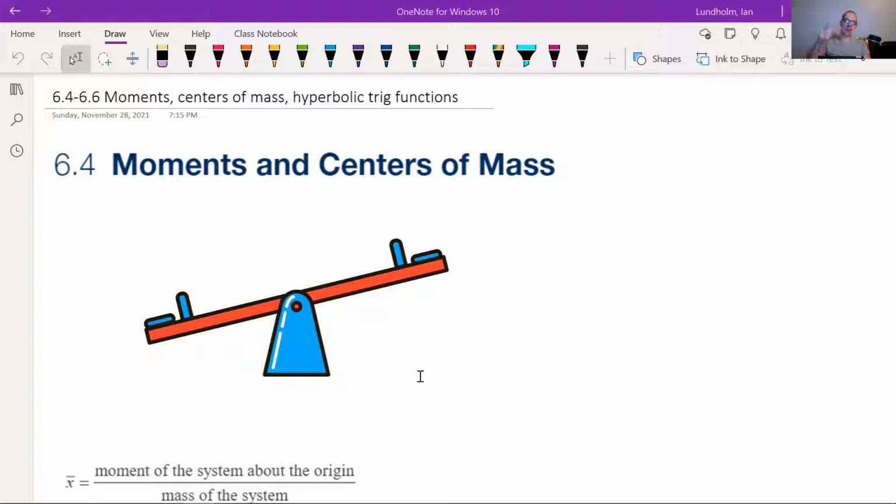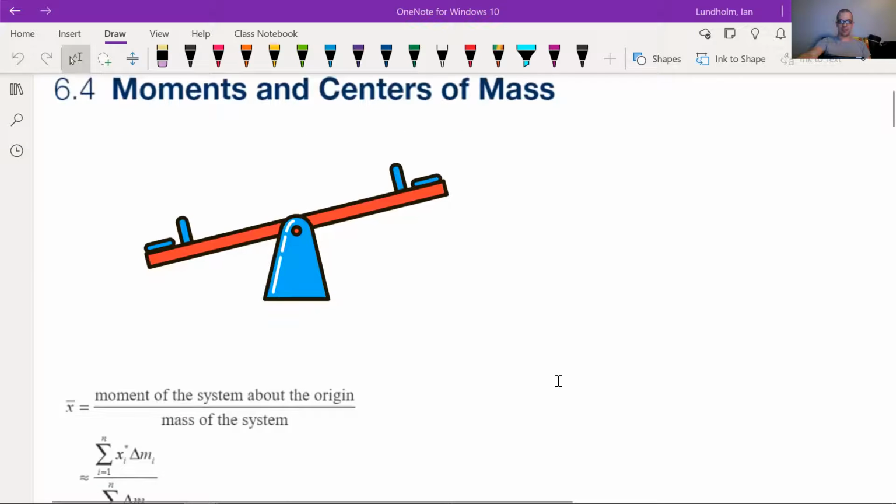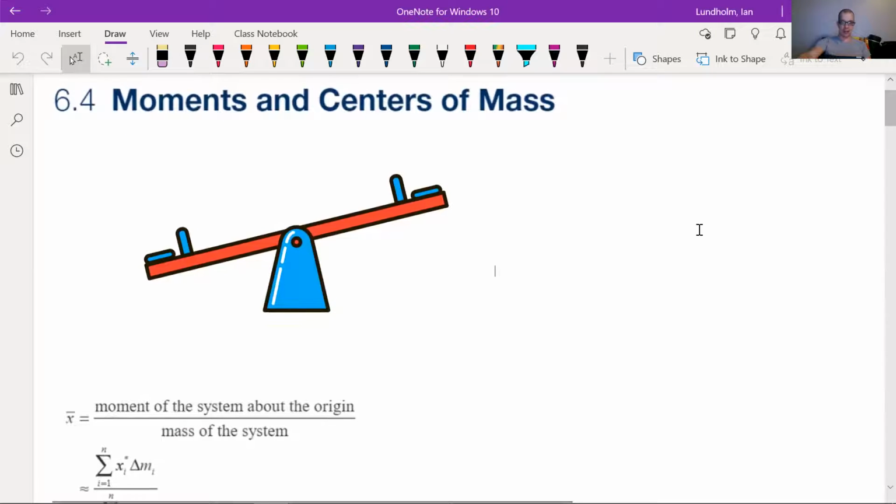Cool. So moments, centers of mass, and then I'm gonna throw you a video for hyperbolic trig functions. But yeah, moments and centers of mass, especially for the engineering folks, is a relevant thing and will continue to pop up, especially in Calculus 3 later on. So we're going to get introduced to this today and elaborate on it in about a year.